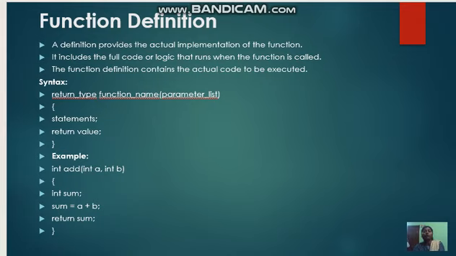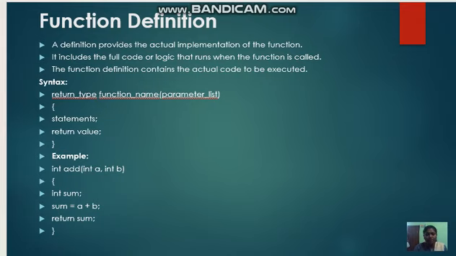Okay, so in function definition, we have declared the function, and within that, the statements we are going to keep inside the function, that we are going to write, that is the body of the function. A definition provides the actual implementation of the function. So a definition only has the actual implementation of the function. It includes the full code, the logic that runs when the function is called. The function definition contains the actual code to be executed. So the code we have written to execute will be stored inside the function body. Okay, so that's the thing.